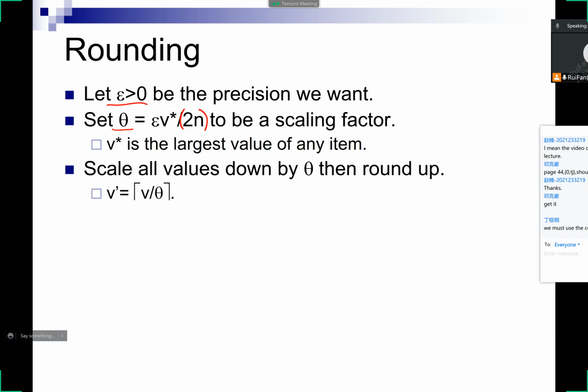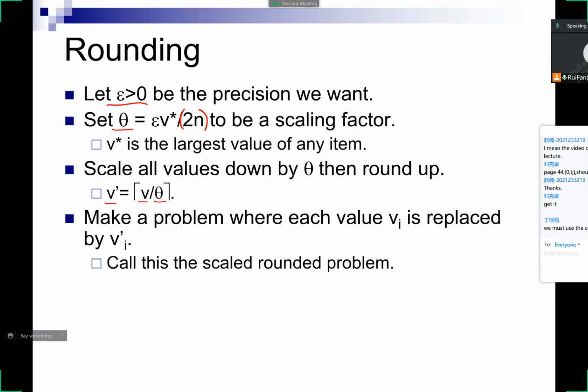Okay. All right, so we're going to set our theta to be this thing, epsilon v star divided by 2n. Okay, and then we're going to set these new values. Okay, so these are going to be small values now. They're going to be equal to the original value divided by the scaling factor. Okay, and then we need to round up. Okay, and now we're going to make a new knapsack problem, where each of the original big values is replaced by the small value, this v prime value. Okay. And we're going to call the new problem the scaled rounded problem. Okay, because we scaled it and we also rounded it.